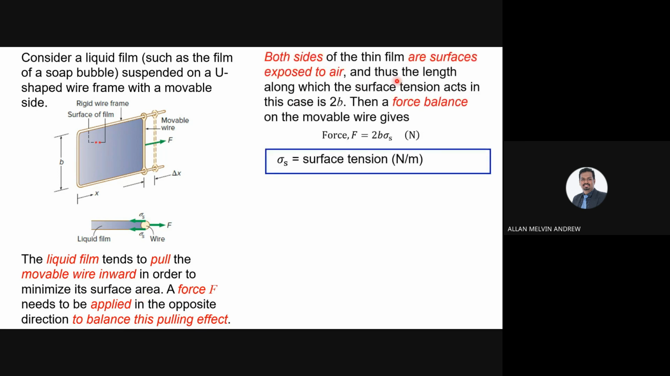Both sides of the film are surfaces exposed to air, and thus the length along which the surface tension acts in this case is 2b. Then the force balance on the movable wire, for this application only, gives force F equals 2b times the surface tension. The surface tension can be expressed as F over 2b. This is the formula to calculate the surface tension.